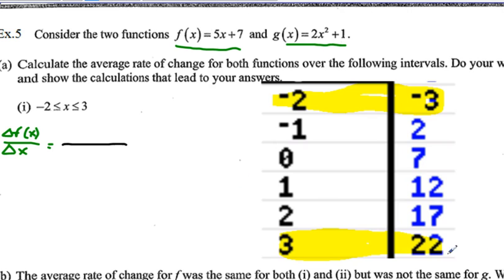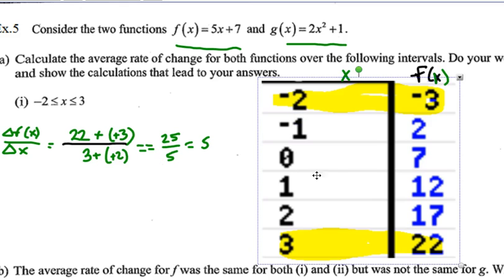Now that we know the y values for those particular x's, we can subtract. This is the f of x column, the y's, and this is the x column. So I can go 22 minus -3. Then I can do 3 minus -2. I have to be really careful when I'm subtracting negatives. I treat that as a plus when I see subtraction of negatives. I'm just adding. And of course, that's 25 over 5, which is 5. Now for comparison, I'm going to get rid of this table because that was only relevant for f of x.